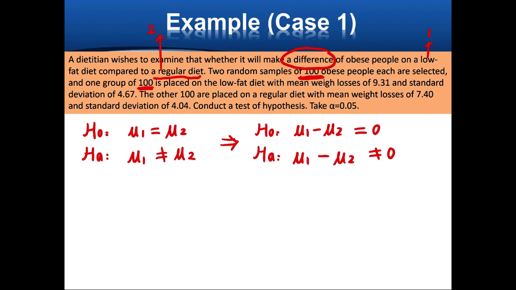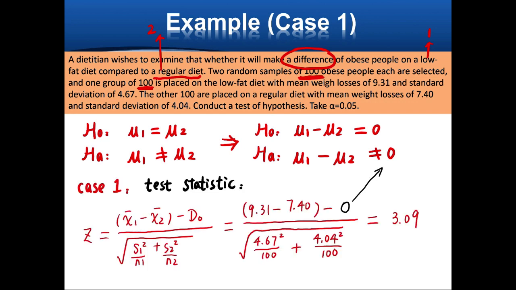So we have 100 samples of group 1 and 100 data for group 2. Although the sample sizes are the same, 100 for group 1 and group 2, they are not case 4. They are not a paired difference problem because they are independent. So the people on a low-fat diet are independent of the people on a regular diet. They will not influence each other. So this will be a case 1 problem.